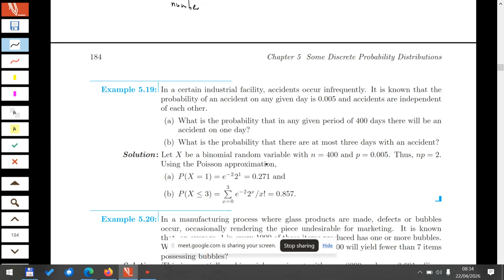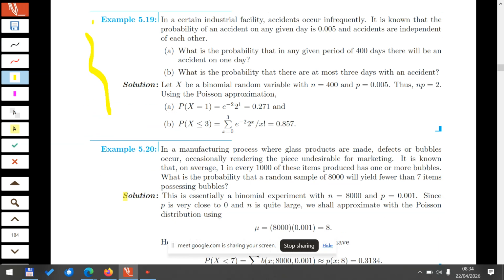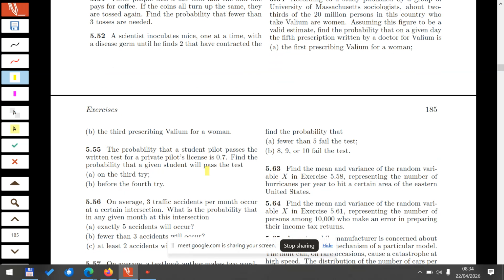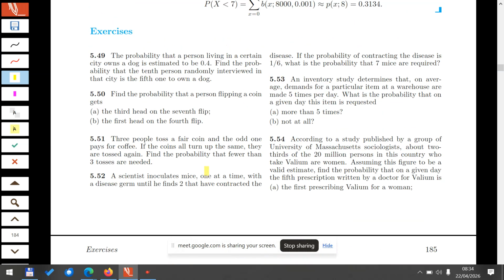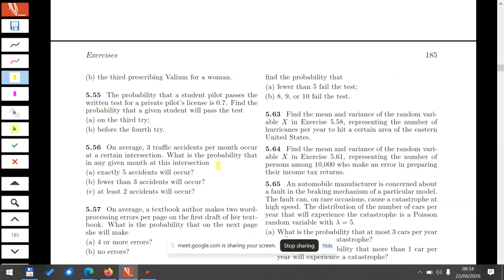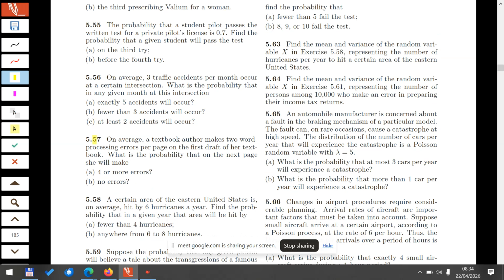Okay. And there are some more examples. I think they are very similar, so I would recommend that you deal with these examples yourself, and I pick some exercise questions, right? So I leave it to you. Let's pick a few questions from the exercise. Let's pick 5.57 randomly. Just a random pick.